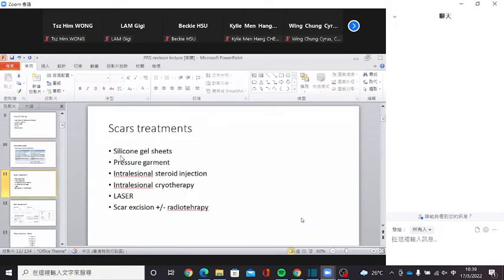So for scar management, we'll start with some simple measures like silicone gel sheets. We can put a patient on a pressure garment, intralesional steroid injection. There is some available cryotherapy that is performed intralesionally to manage the scar, but it is not conventionally available in the HA setting. We can do laser. And the last resort is scar excision with radiotherapy, especially for very disturbing keloid scars.